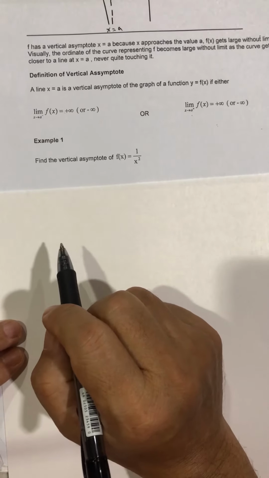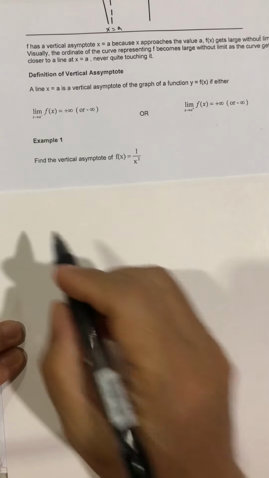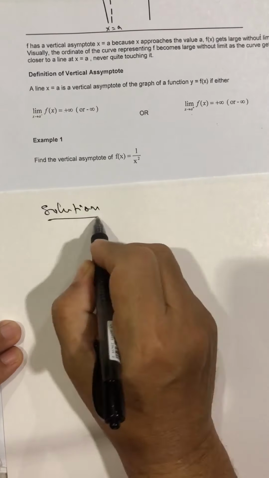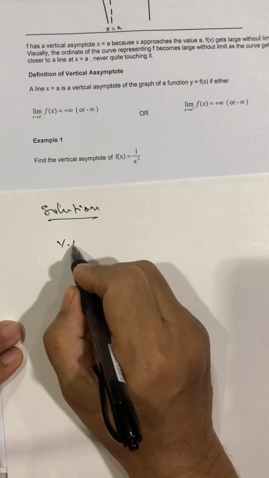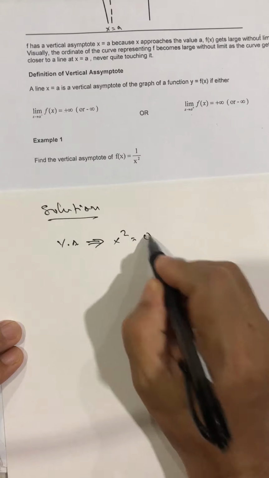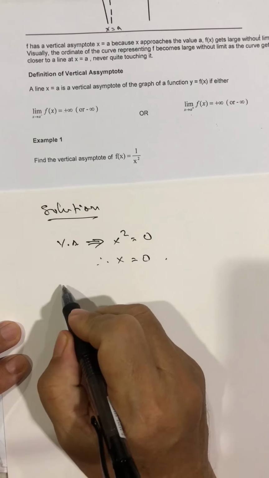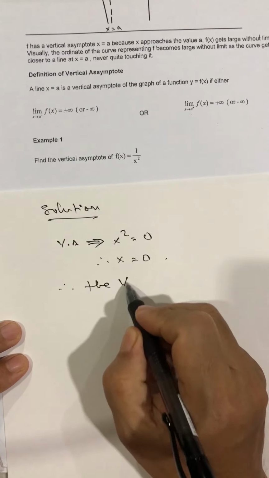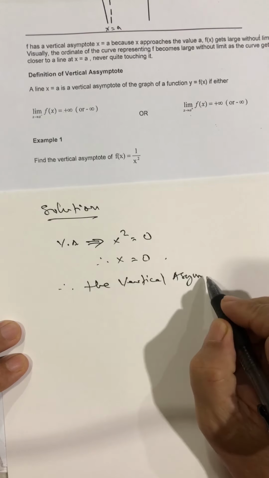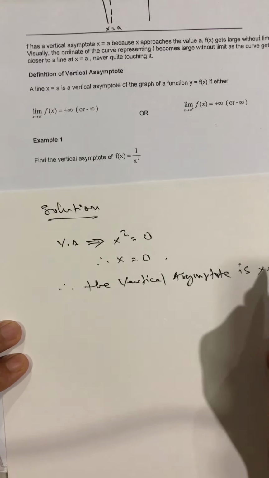Now we look at example 1. Find the vertical asymptote of f(x) equal to 1 over x squared. To find the vertical asymptote, we take x squared equal to 0, so x is equal to 0. So we can say that the vertical asymptote is x equal to 0.